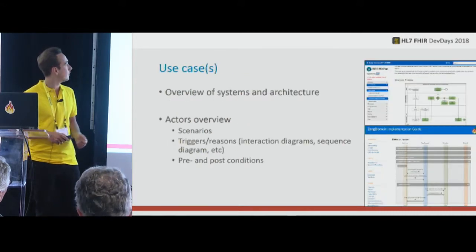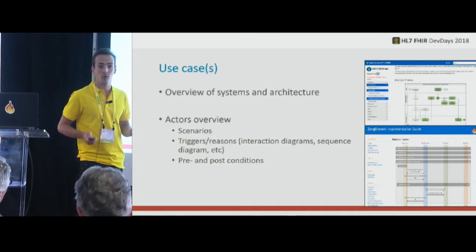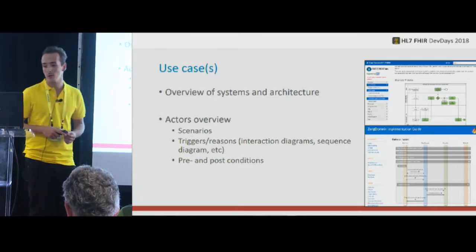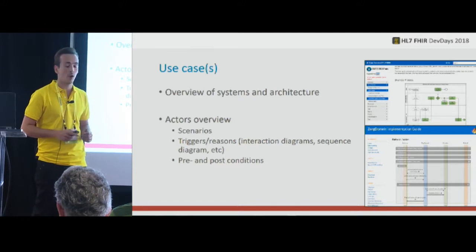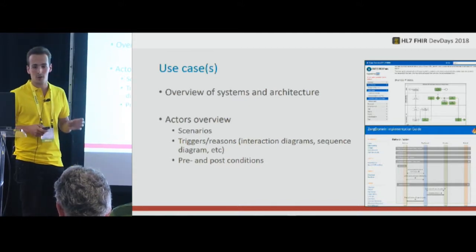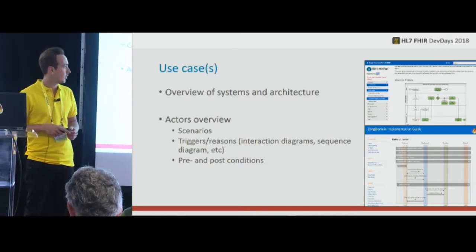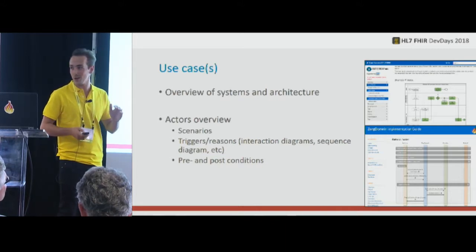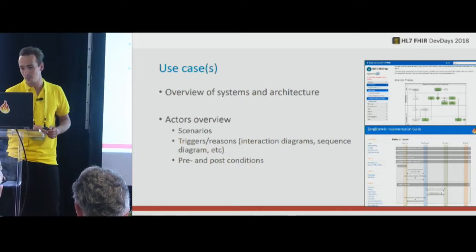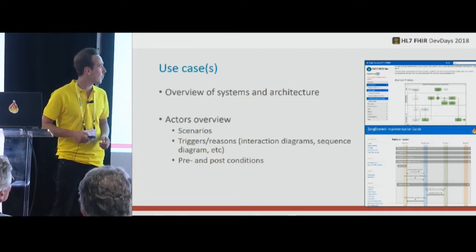So we continue to the use case section. This is where you will functionally describe the use cases your implementation guide covers. So here you will give an overview of the systems and architecture that are in place, and you will describe the actors in more detail. So you will give all the scenarios out there and how those actors are triggered within those scenarios. This is also the place where you can include all your diagrams, because otherwise you will get a lot of text. And perhaps you would also need to dive into your old UML books again.